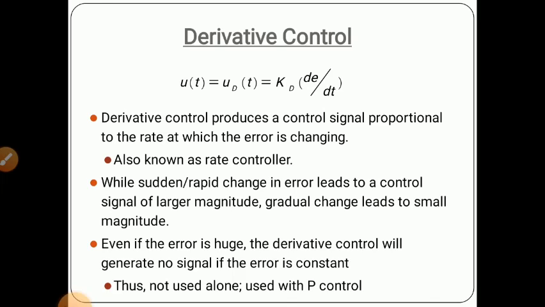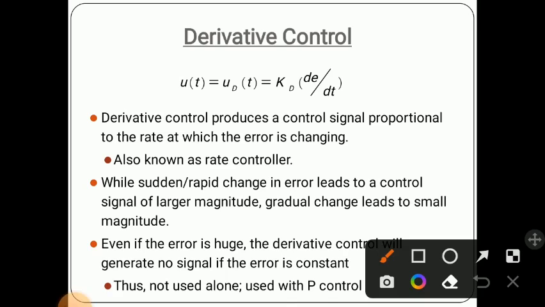Now we'll study another system that is called the derivative control system. So what happens in derivative control? It produces a control signal proportional to the rate at which error is changing. So here we have to take the derivative of the error. The error is changing with respect to time, and we have to take the rate at which error is changing, that is dE by dt. That's why the equation is a derivative equation.